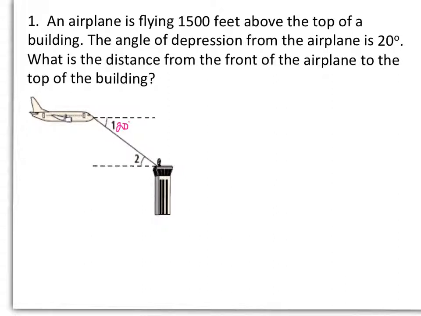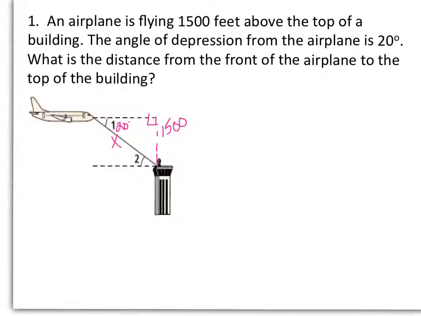Then let's go ahead and finish off our right triangle. So here's my right angle. And it says it's 1,500 feet above the top of the building. That would be this distance here. And we want to find the distance from the front of the airplane to the top of the building. So we are looking for the hypotenuse. All right, so this just builds off our last section when we looked at trig functions and writing trig ratios to find missing sides in our right triangles.